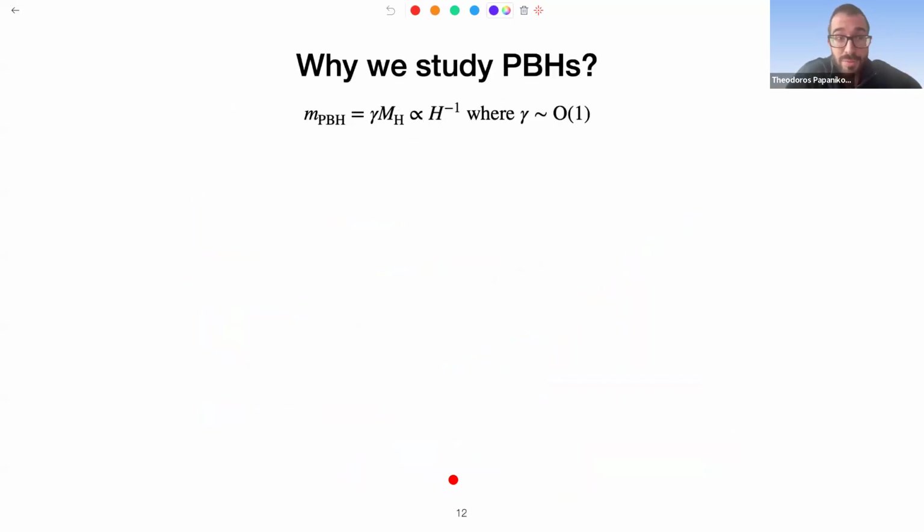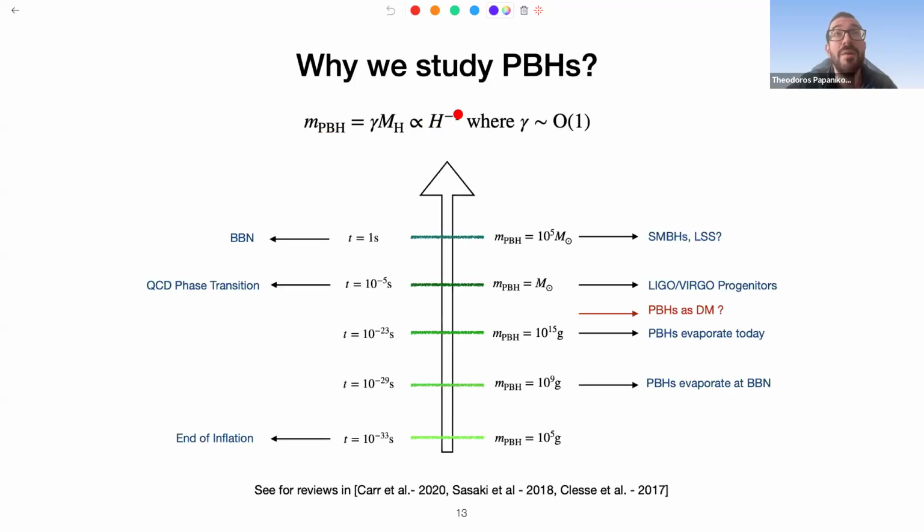Now, a crucial question to ask is why we should study these objects, why it is interesting. To answer this question, we should take into account what the mass of these objects is. The mass of these objects is basically of the order of the cosmological horizon mass at the time of collapse. So after some simple algebra, we can find that the mass of these black holes scales inversely proportional to the Hubble parameter. This gives us an opportunity to probe a wide range of masses, as we can see here in this schematic figure, which is related to a very rich phenomenology.